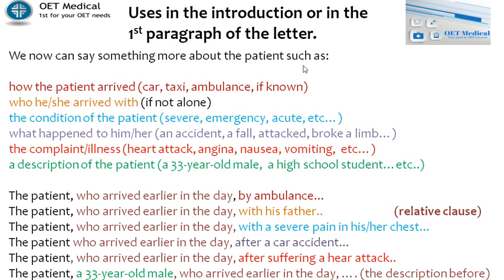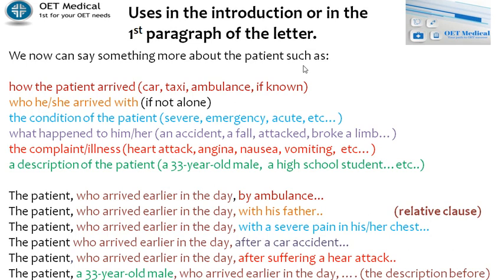The complaint, the illness, is what will be your fundamental thing to write about. Did heart attack, angina, nausea, vomiting, hundreds of things it could be. So these are just a few examples. And the last, in green, allows you to put a description of the patient before you use the clause. So a 33-year-old male, a 70-year-old female, or a high school student, a university student, a businessman, lots of different choices. But this has to go before the clause, which you can see here.